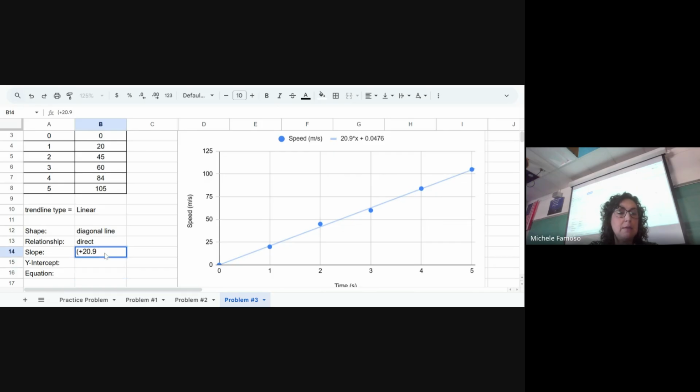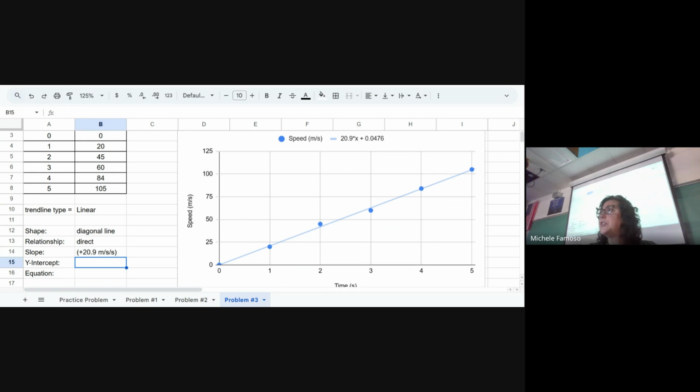Not meter per second. It is meters per second per second. The Y is meter per second. The X is seconds. So you have to do meter per second, or M/S/S, and then close it with the right parenthesis so it doesn't yell at you.